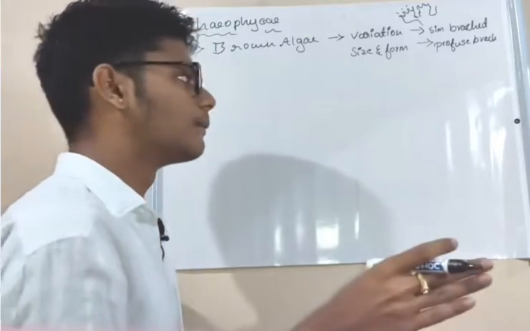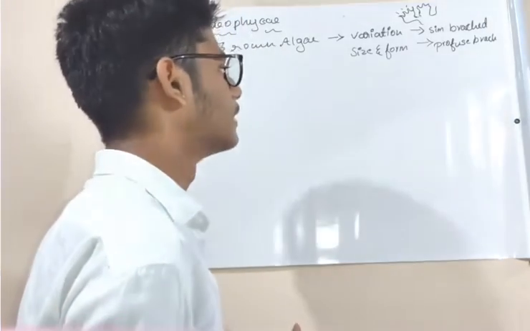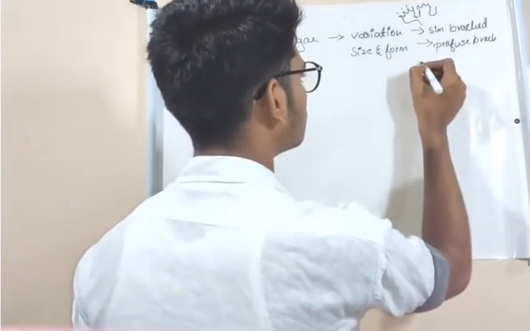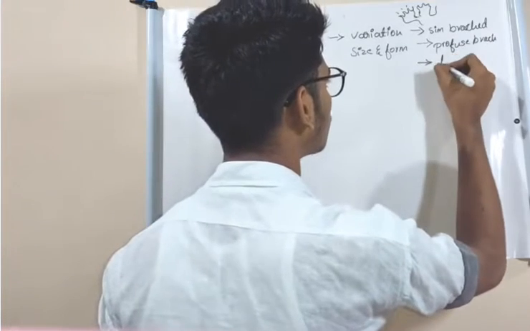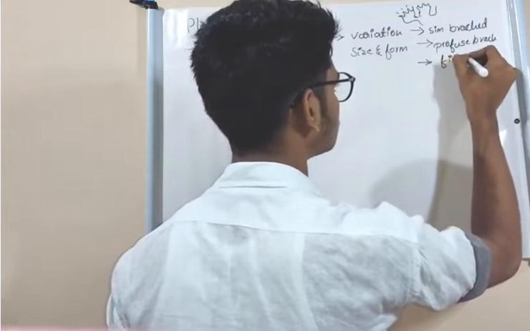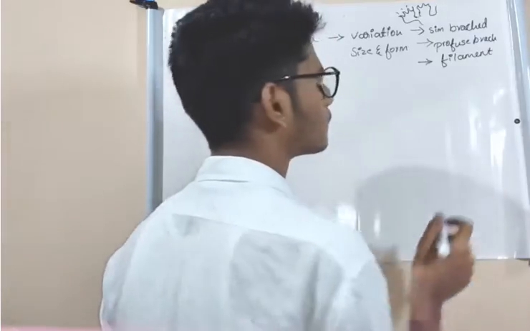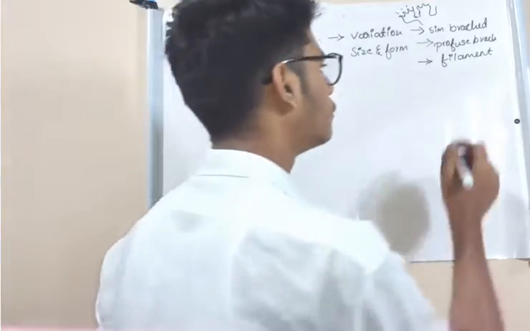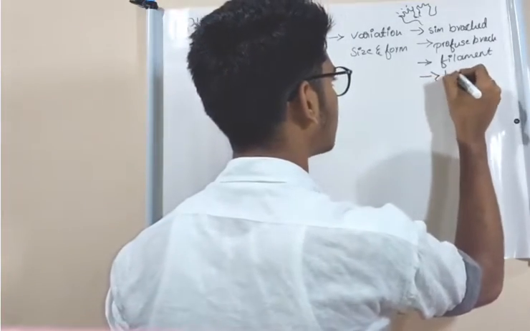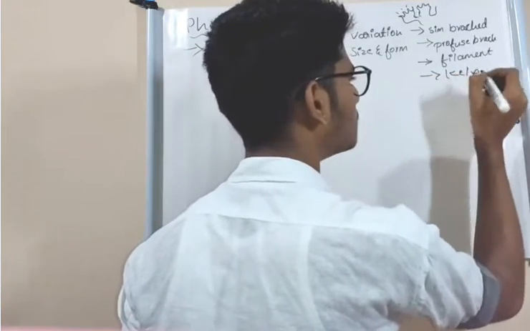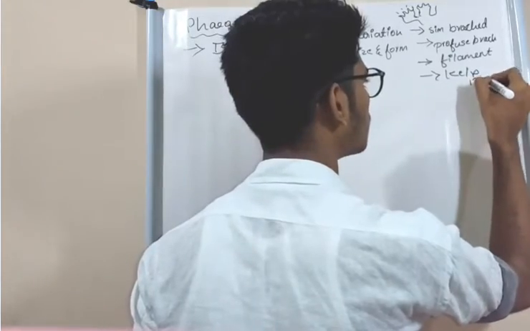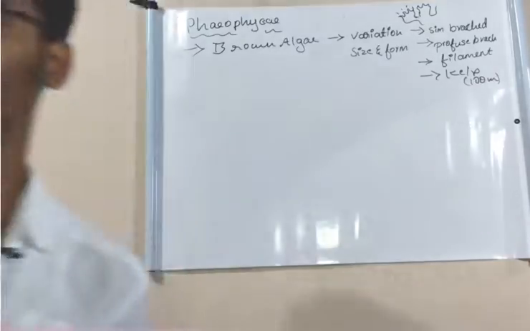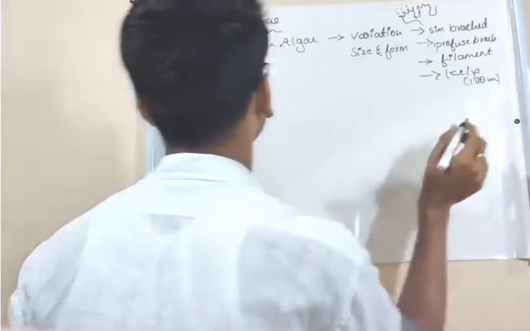In the example of brown algae in the textbook you can see the diagram, that is profuse branching. The body form may be filamentous, ribbon like. And kelp, the body form is kelp, which means it grows very long, approximately 100 meters.